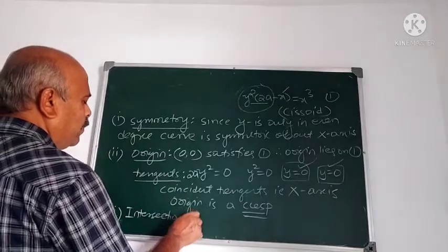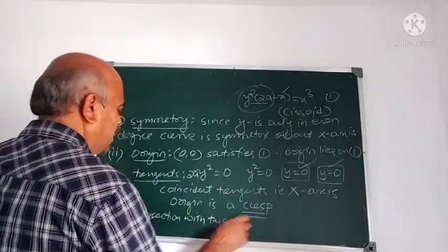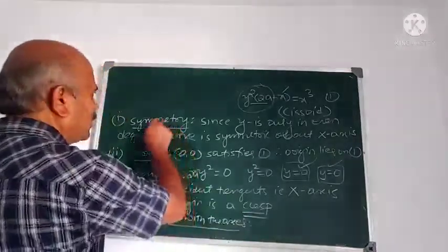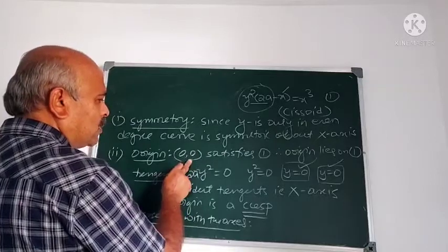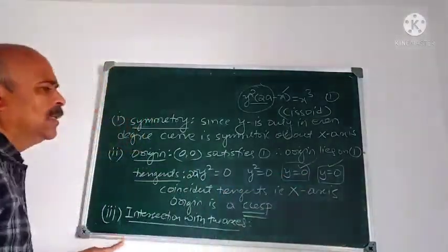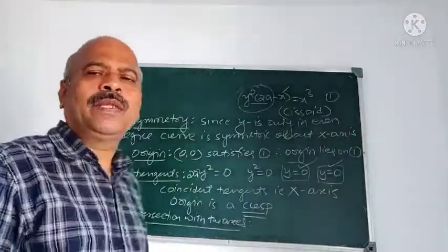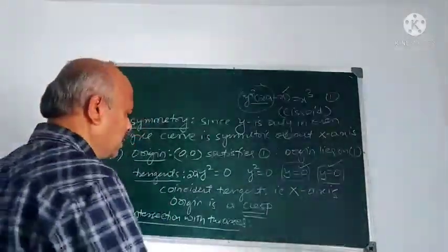Intersection with the coordinate axis. Say first one, symmetry: it is symmetric about the x-axis. Second, the curve passes through the origin. Third one, tangent: at the origin there are two tangents but they are coincident. Therefore, the origin is a cusp.